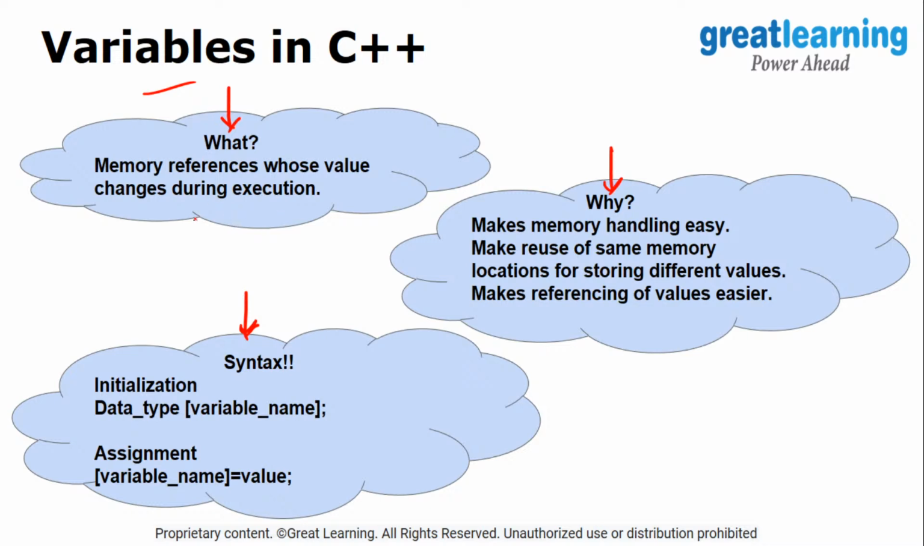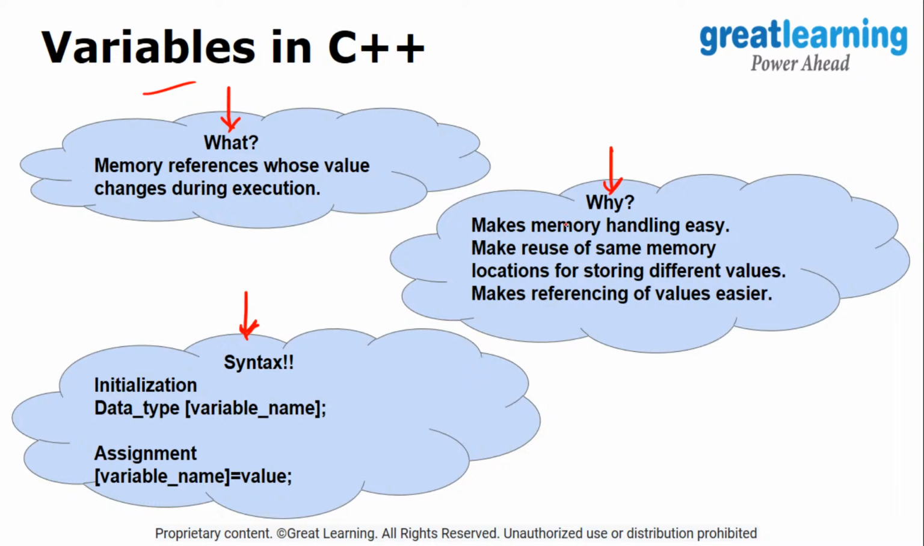So what is a variable? It's a memory reference whose value changes during execution. Now you might be thinking, okay sir, we have constants as well whose value does not change, so that's a different thing, right? But if you talk about a variable, whenever you are executing this, its value might change or might not change. Okay, it's just a memory reference whose value changes during execution.